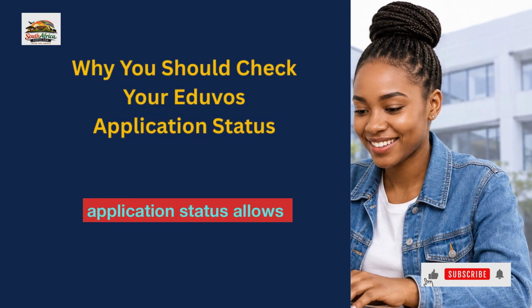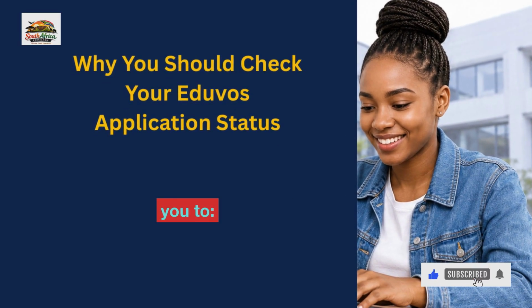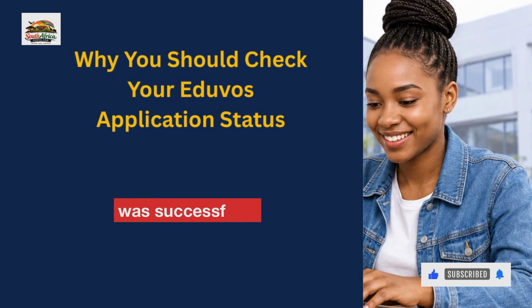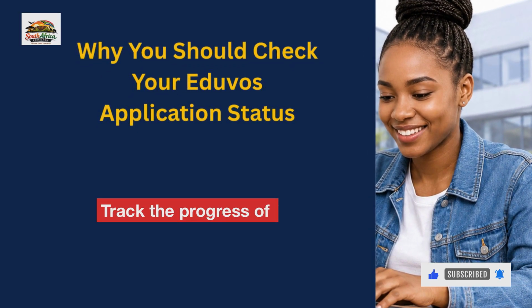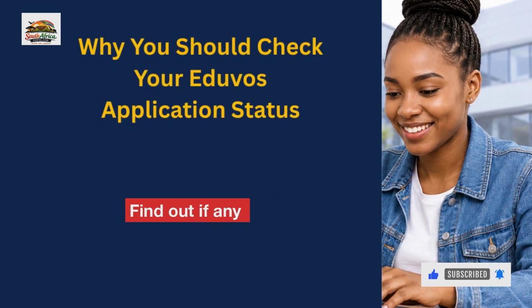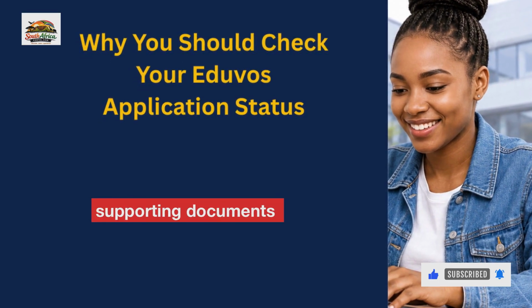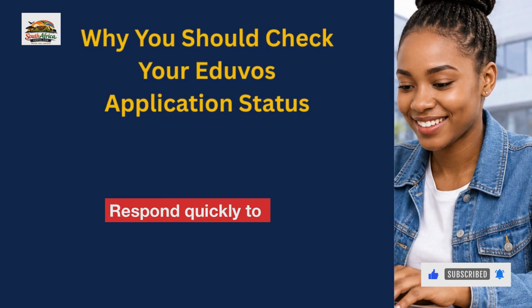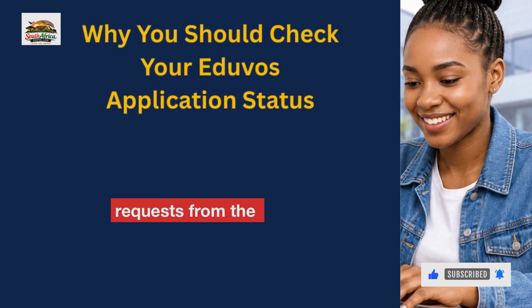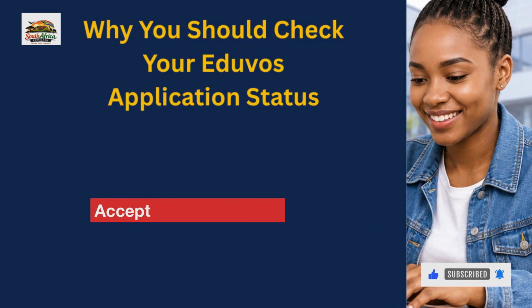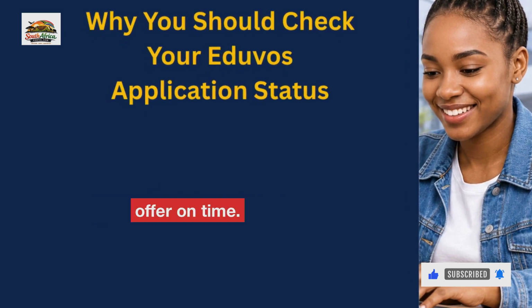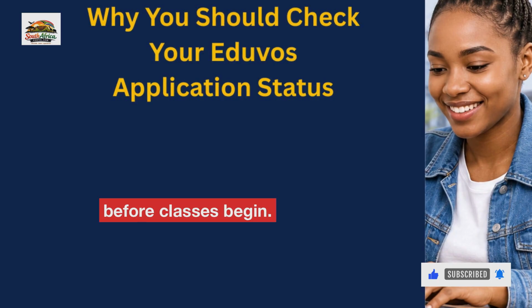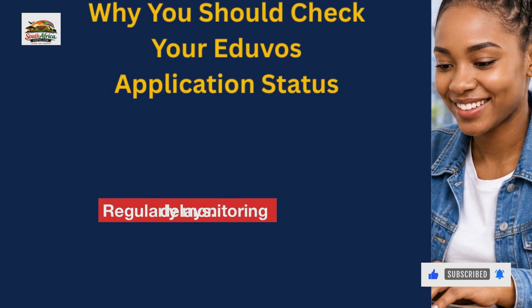Checking your application status allows you to confirm your application was successfully submitted, track the progress of your admission, find out if any supporting documents are missing, respond quickly to requests from the admissions office, accept your admission offer on time, and prepare for registration before classes begin. Regularly monitoring your application can prevent unnecessary delays.